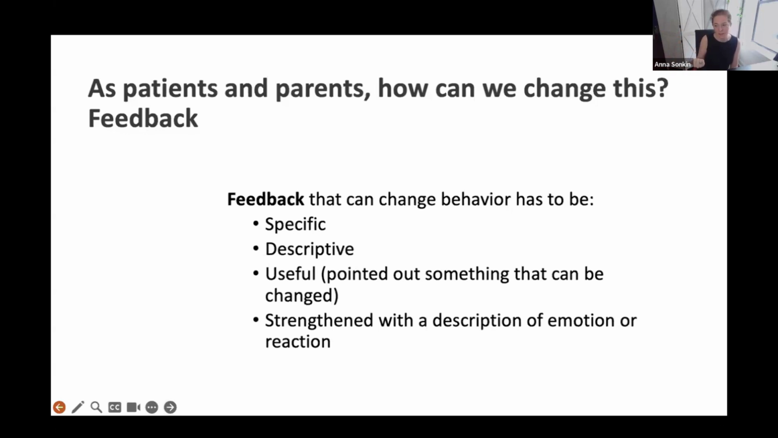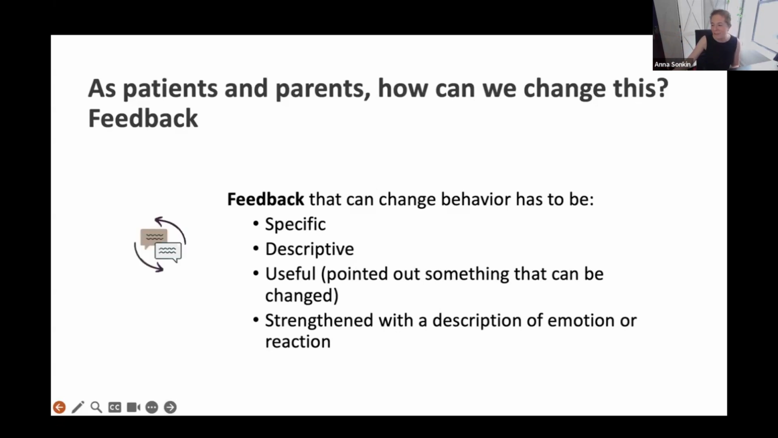It has to be specific. It can't just be, "That was terrible. They were bad to me." It has to be descriptive. It has to be pointed at something useful, so something that could actually be changed. And a lot of the time it helps for it to be strengthened with some kind of feeling, emotion, reaction or thought. So what do I personally think or feel about this? And I'm going to give an example in just a moment.